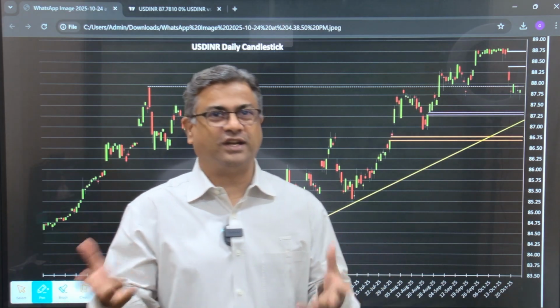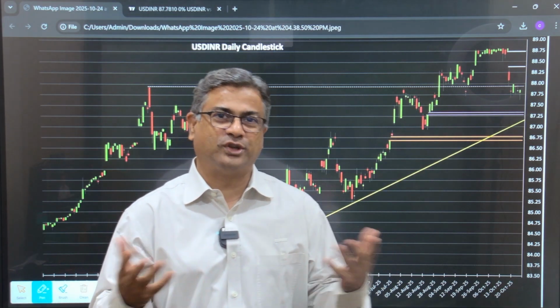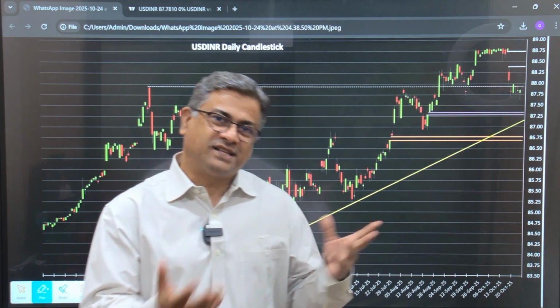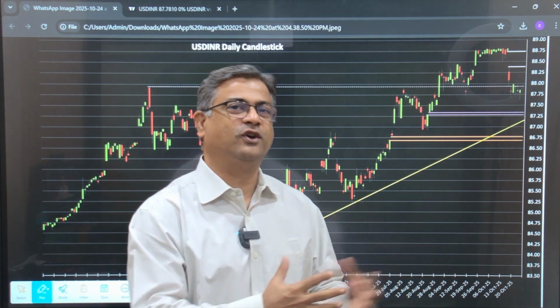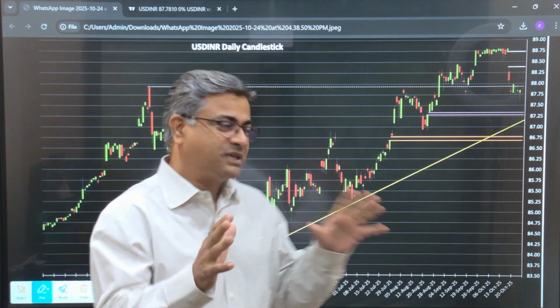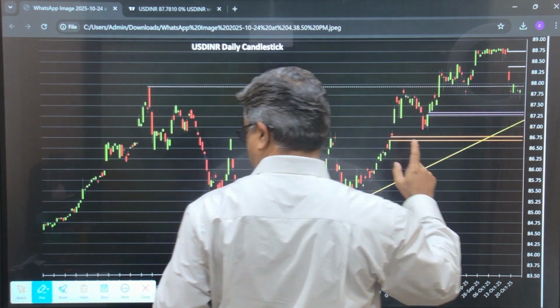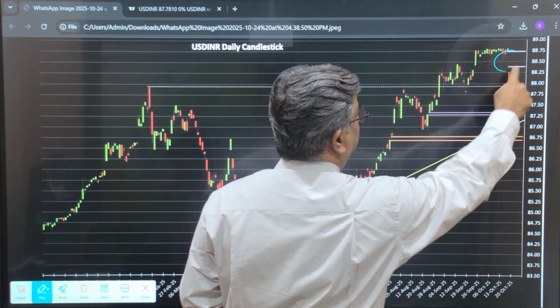It has been a holiday truncated week. We just had 3 working days this week. So let's have a look at what is happening in dollar INR and what could be the clues for the future. First thing, we have looked at the gap that we saw last week.